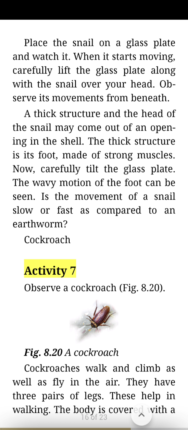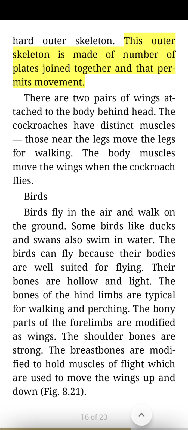Cockroach. Activity 7. Observe a cockroach. Fig. 8.20. A cockroach. Cockroaches walk and climb as well as fly in the air. They have 3 pairs of legs. These help in walking. The body is covered with a hard outer skeleton. This outer skeleton is made of a number of plates joined together and that permits movement. There are 2 pairs of wings attached to the body behind the head. The cockroaches have distinct muscles, those near the legs move the legs for walking. The body muscles move the wings when the cockroach flies.